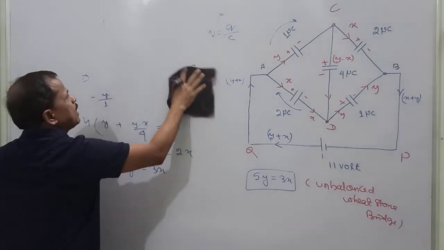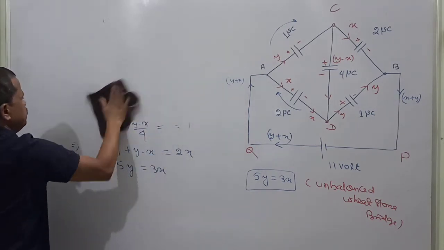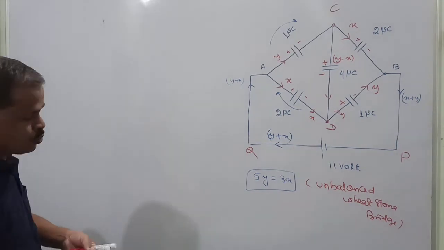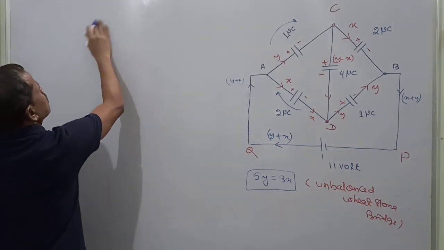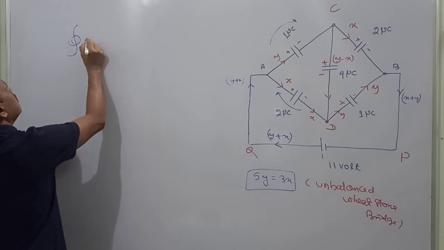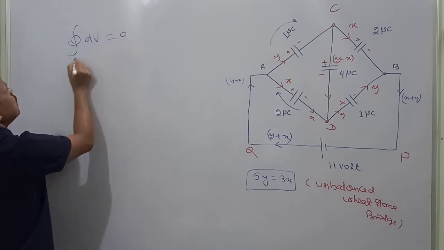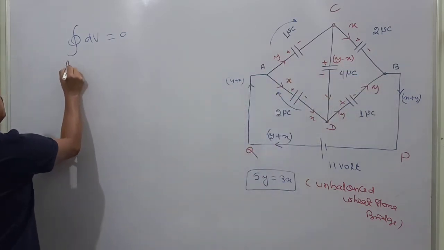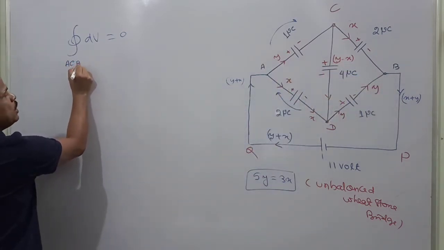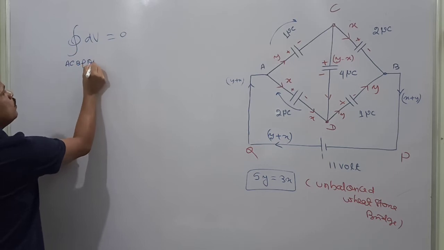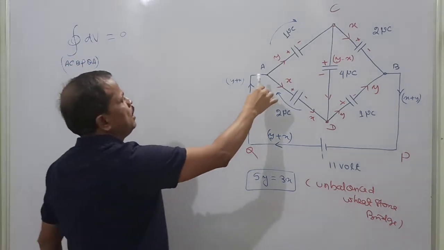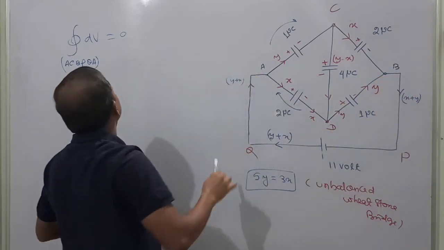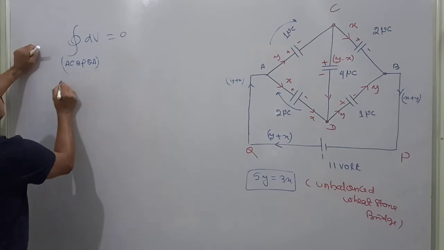Now let us apply Kirchhoff's voltage law again. To which loop? Kirchhoff's voltage law says the net potential is 0 in the path A, C, B, P, Q, then again A. Look here: A, C, B, P, Q, A. Net potential is 0. Already I told you what to write.